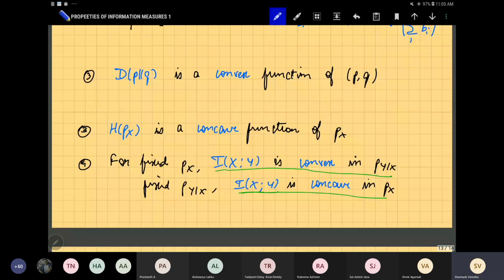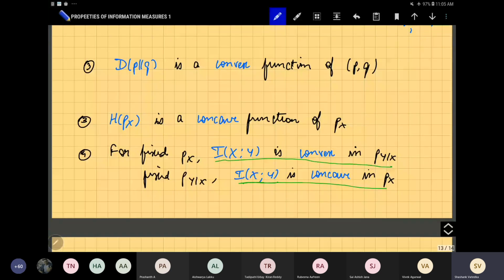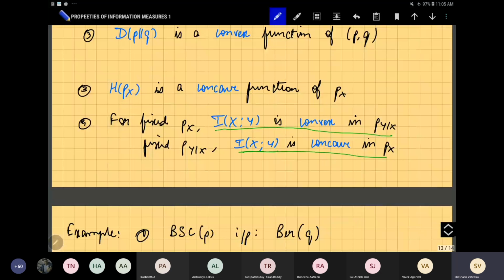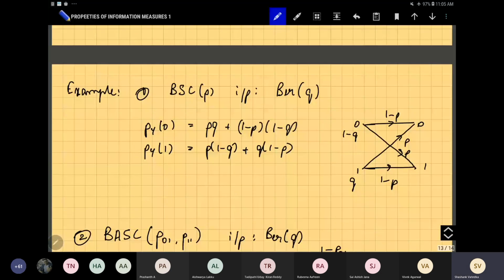All right. So before we proceed to the next topic, it might be useful to take a look at some numerical examples to get a better understanding of these convexity and concavity properties. So maybe let's start with the following binary symmetric channel. We'll see how the mutual information varies with respect to both the input and the channel. And the simplest channel that we can think of is the binary symmetric channel with crossover probability P.